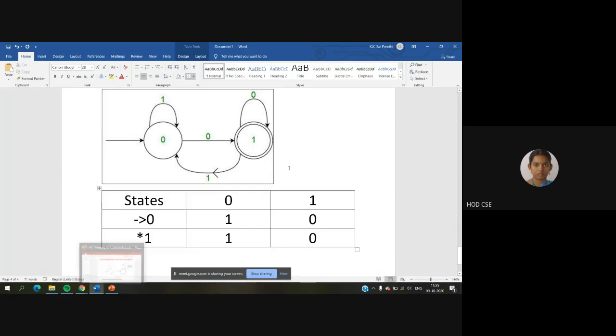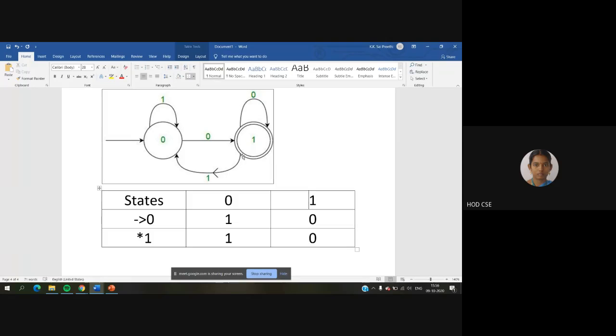Is it clear? Is it clear to you? Is it clear about the representation? Yes or no? No, ma'am. Yes or no? One more time. At least that is clear.